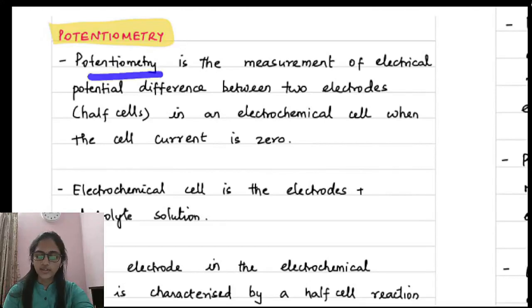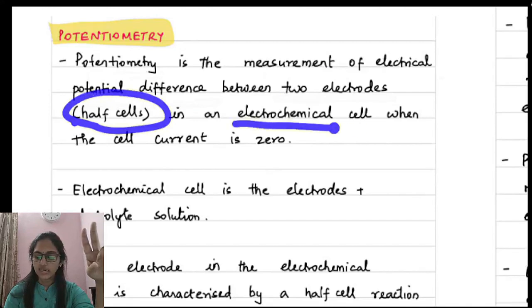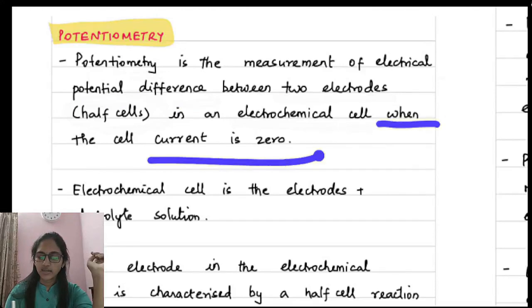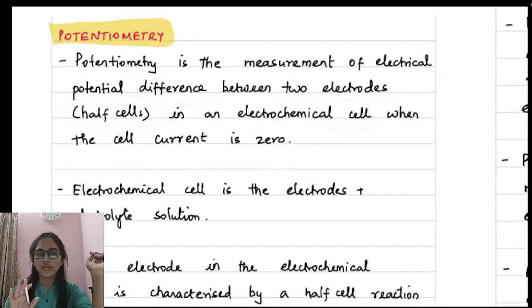So potentiometry is a measurement of electrical potential difference between two electrodes, that is half cells in an electrochemical cell or a half cell. We'll see what the electrochemical cell is made of. So here the cell current is going to be 0. So we are just going to measure the potential difference. The current is 0 here.